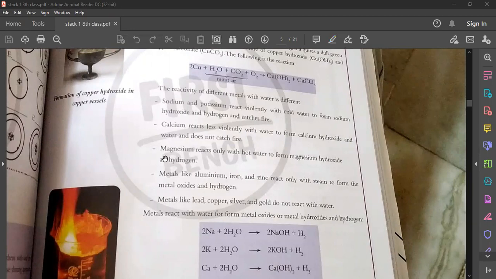Okay, sir. What about sodium and potassium? Even with cold water, it will form the explosive mixture. Then calcium reacts. Yes, sir, the reactivity series and the reaction with water we have done.